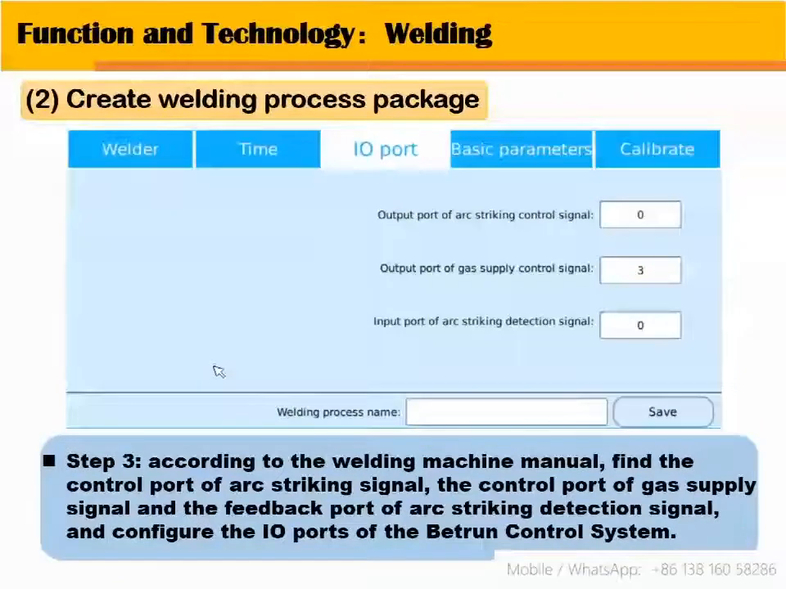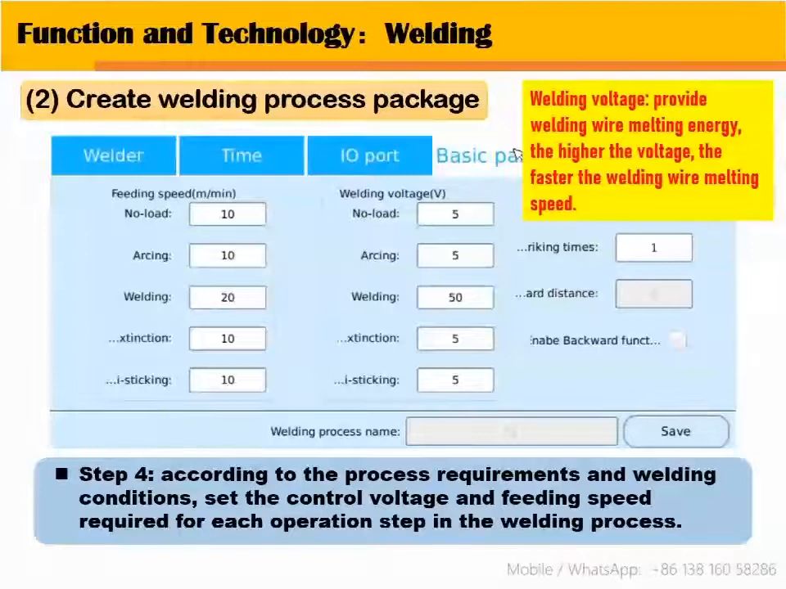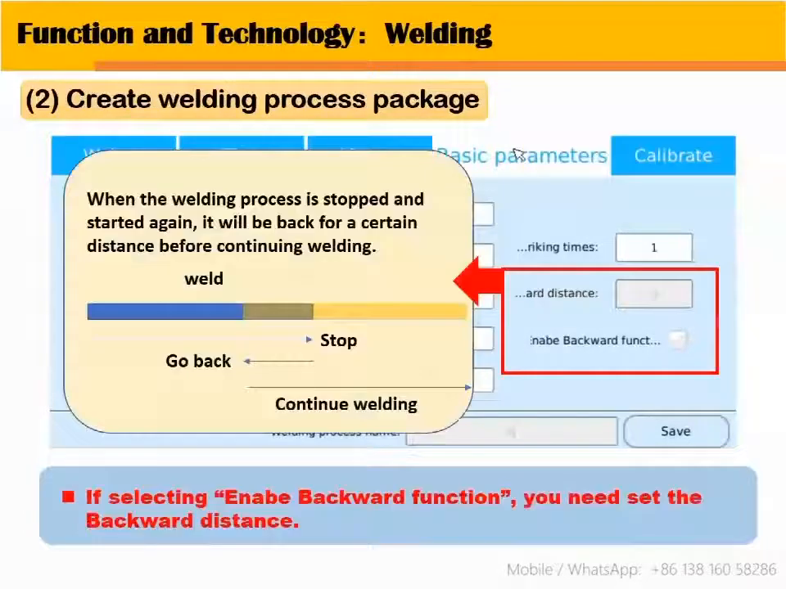Step 3. According to the welding machine manual, find the control port and configure the I/O ports of the Bertrand control system. Step 4. According to the process requirements and welding conditions, set the control voltage and feeding speed required for each operation step in the welding process. If selecting Enable Backward function, you need to set the backward distance.